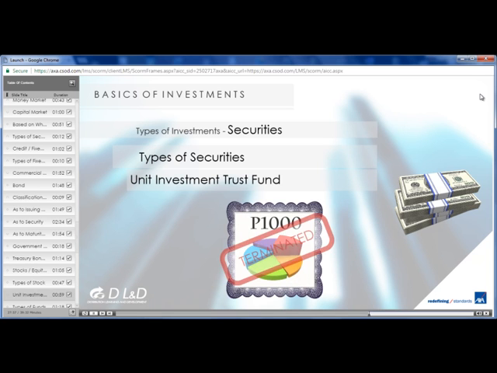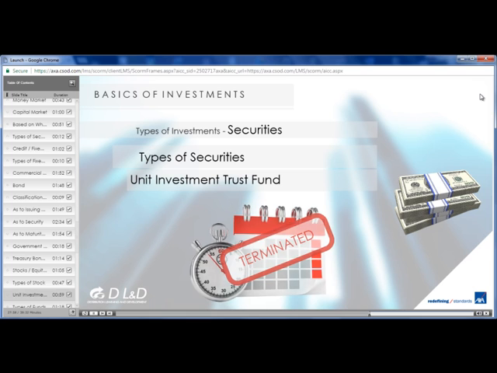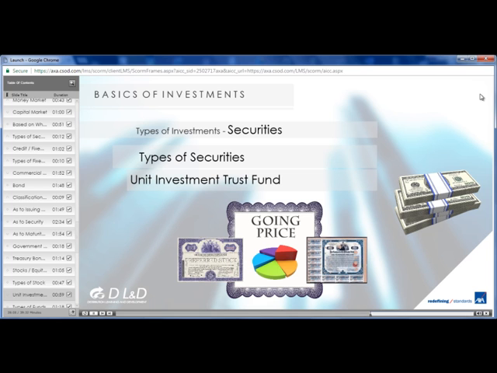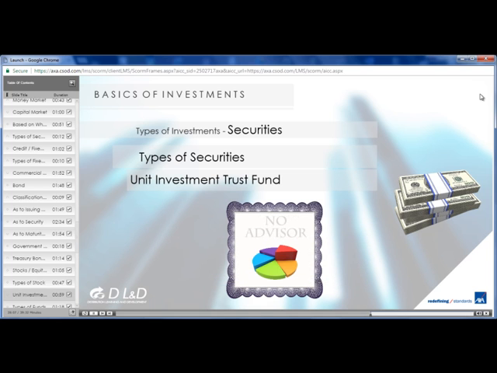The UIT can be terminated on a fixed date, and at that time, the investor receives the fund's going price that depends on the current value of its stocks and bonds. This type of fund has no investment advisors or a board of directors. This means more money for the investor. UITFs can be sold in the secondary market.